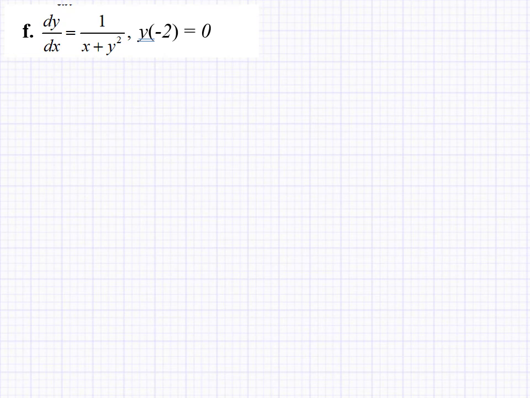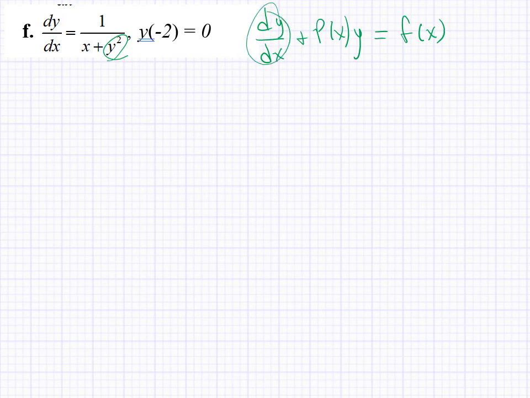So if I look at this right now, it is not linear. It is not and will not ever be in the form of dy/dx plus p of x times y equals f of x. Okay? There's no way I can do that. Because one, I have the y squared, right? Remember, y and dy/dx, both of those have to be to the first power. So no matter what I do, I won't be able to get this in that form. So it's not linear, where y is the dependent variable and x is the independent variable.